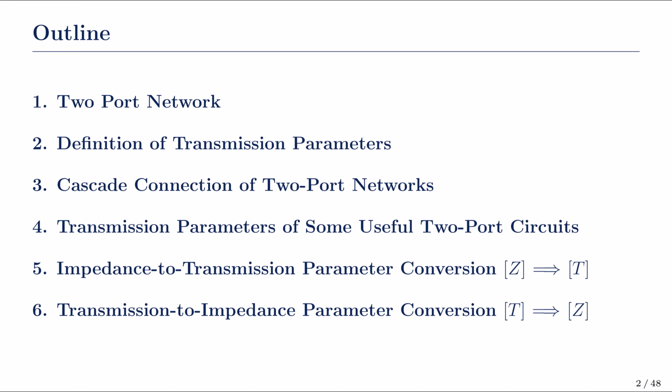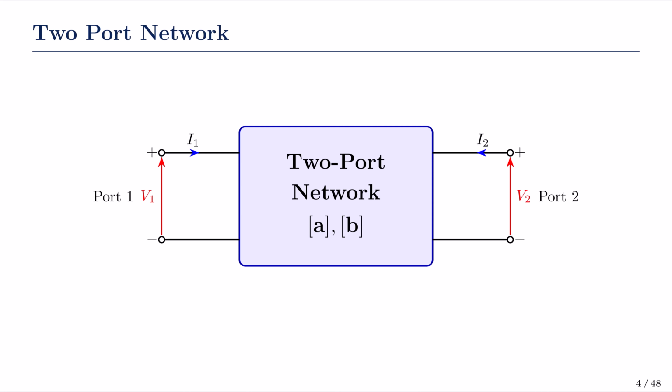Finally, we develop the conversion from impedance parameters to transmission parameters and the inverse conversion from transmission parameters back to impedance parameters. Before introducing transmission parameters, let's recall the concept of a two-port network. A two-port network is a circuit or network with two pairs of terminals, called ports. Each port is characterized by voltage and current. The first port is described by V1 and I1, while the second port is described by V2 and I2.